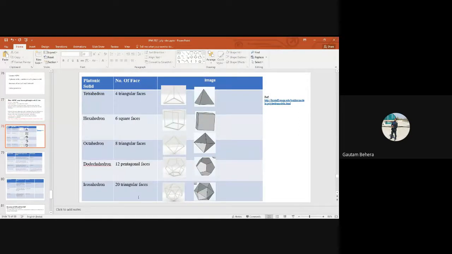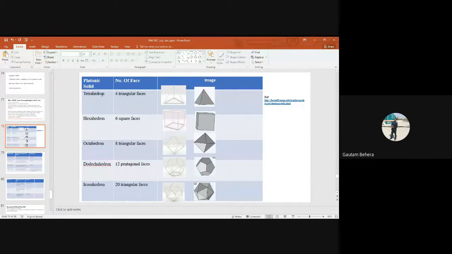The number of faces is written over here, and these are the images you can see. The first one is the tetrahedron. You can see this is a tetrahedron. The same solid, tetrahedron, is here. I have put both images. Both are tetrahedrons. So 4 triangular faces are present. Tetra means 4, hedron means faces. You can see this is face 1, this is 2, behind that we have 3, and at the bottom we have 4. So when the 4 triangles meet, 1, 2, 3, and the bottom one, 4, it becomes a tetrahedron.